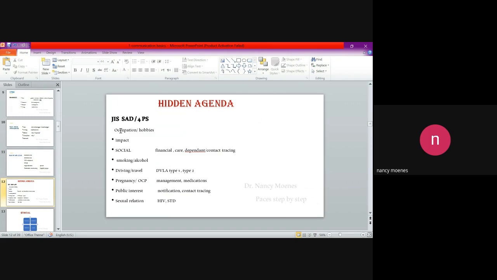Public interest: this is in infection, to tell him about notification and contact tracing. And sexual relations: if you have an HIV patient or a sexually transmitted disease, I need to ask about sexual history, and if he has a partner, and I advise him about safe sex. So it's important to mention it. How do I remember it? We can collect it in this GIS, SAD, and 4Bs, and maybe add more according to your station.